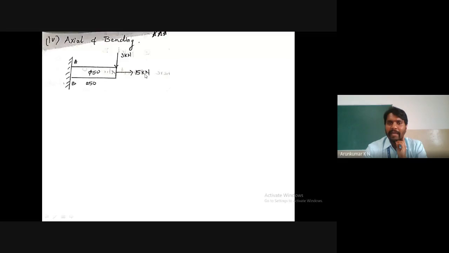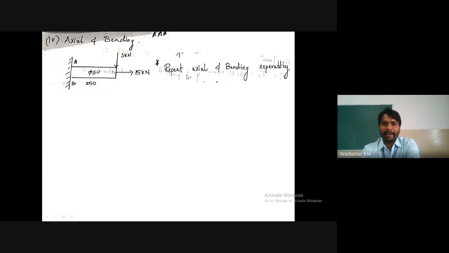Due to this, axial stress will be developed. Due to this, I told you that it undergoes bending. So due to transverse load, the top will undergo tensile stress and the bottom will undergo compressive stress. So it is a combination of two. Repeat that, axial and bending separately. For axial stress, use P by A, where area is pi by 4 d square. P is 1500 into 10 power 3, and you will get the direct stress.